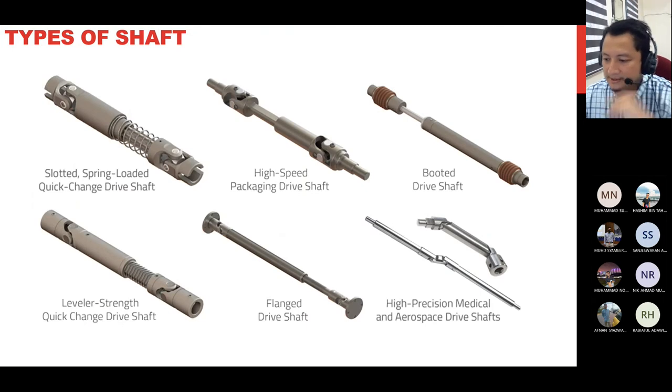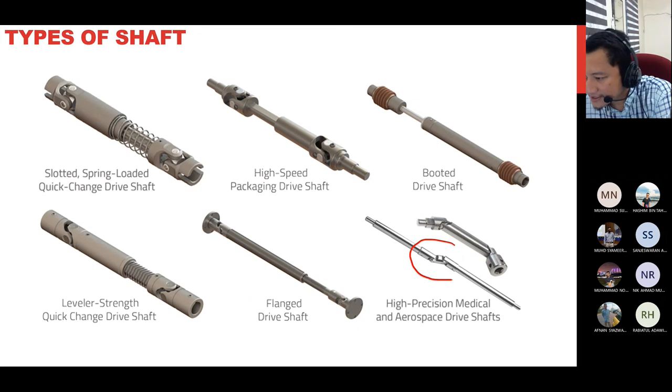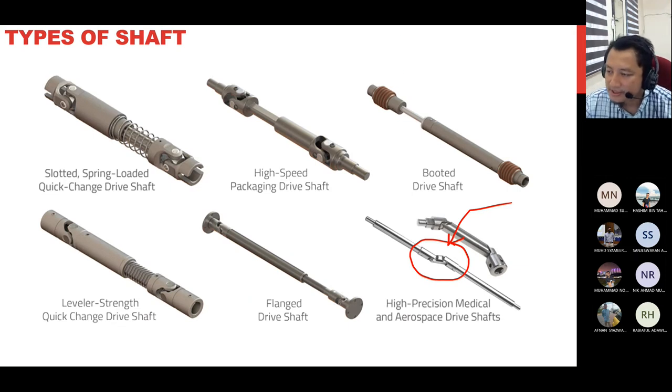Some shaft types, maybe you've seen some sort of like this. This one comes with a universal joint. It can flex in that particular direction. So this one, CV, cylindrical joint. Some shafts, they've got some sort of boot, rubber thing that can absorb the vibration. This one also, you've got this particular joint. So many more things.